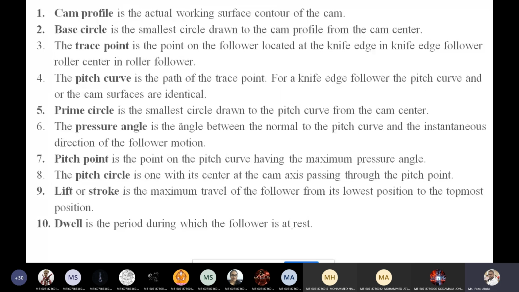So these 10 terminologies are important. You can expect them for the 2 marks question, as well as for construction of the diagram. Whatever the definitions are, these points are important.